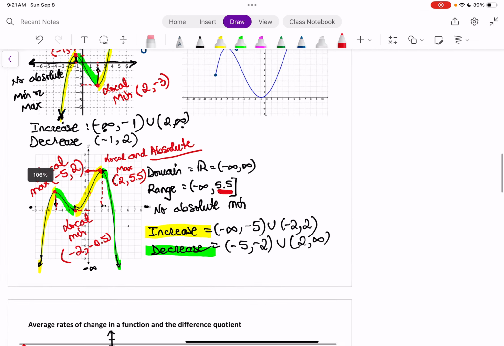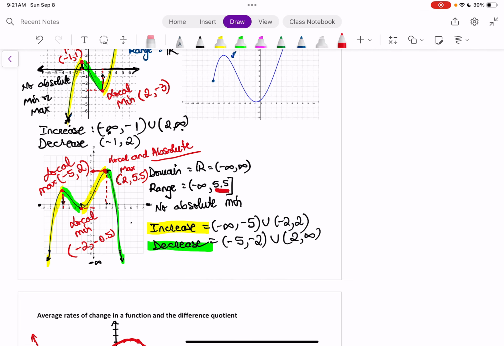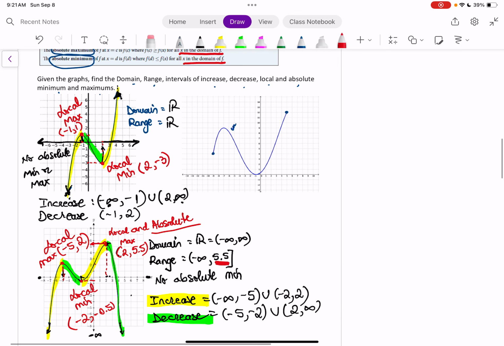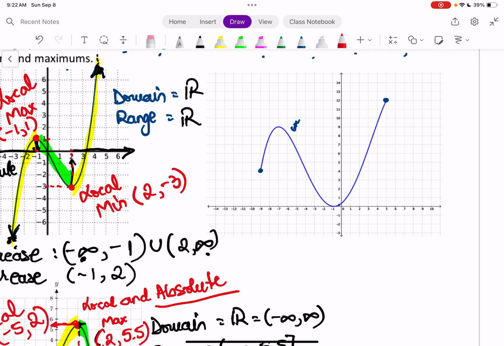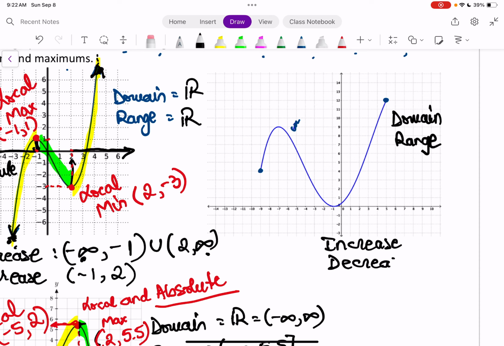So again, let's look at this last example, and you might want to pause again and try yourselves. So we are looking for the domain, and remember this graph is going to stop. We're looking for the range. We're looking for the intervals of increase, decrease, and on the graph, put the coordinates of the mins and the maximums.